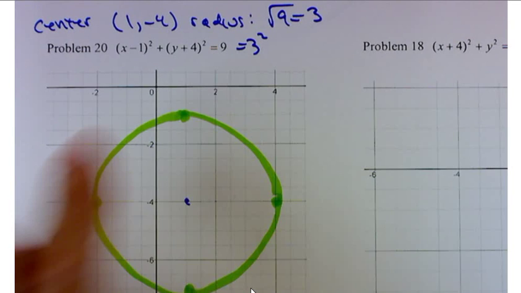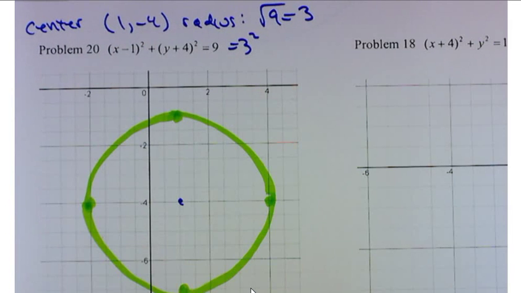The important thing that you should get here is how to find the center and the radius. And we'll play this problem backwards as well. We'll start out with a circle and then, like I said, we'll work it backwards. Are we okay with problem 20? Thumbs up there. All right, good.